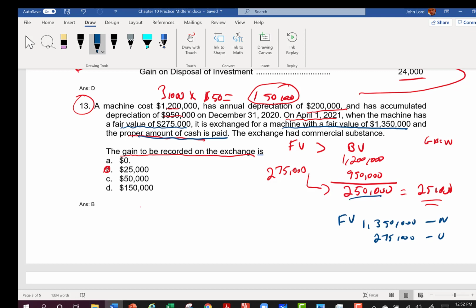1,300,000, and make sure I got the right number. 1,350,000. And you're going to sit there and you're going to say, hello, who do you think I am? If you want this machine for 1,350,000, all you got is that hunk of junk that I'd say is worth 275. You need to make up the difference to me, pal. And so what's going to happen? I'm going to have to pay you out cash of 1,075,000, right? That's the cash I'm going to have to pay you. Okay, so we've got the gain, we've got the cash.